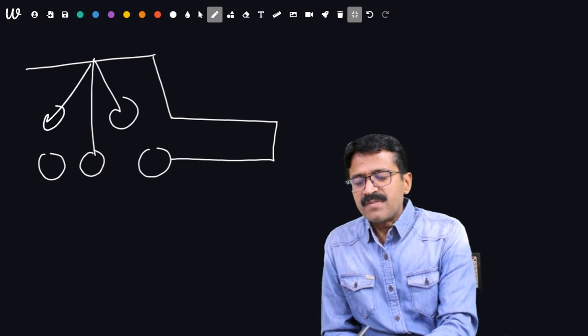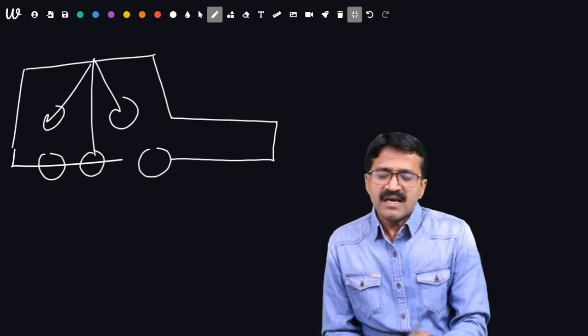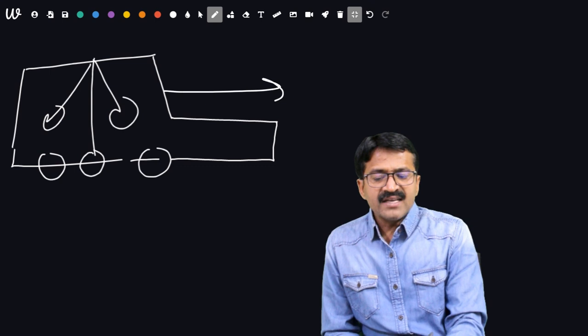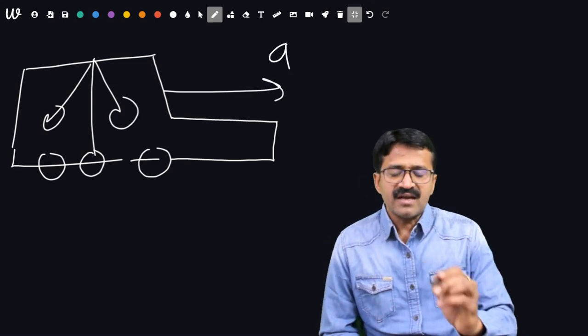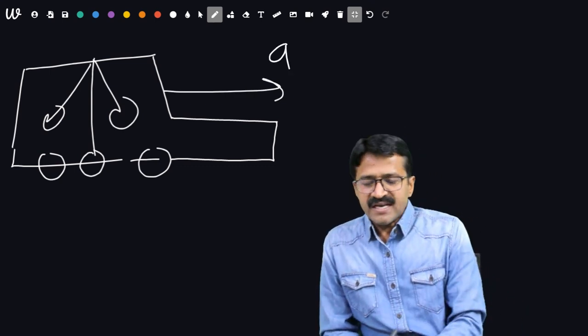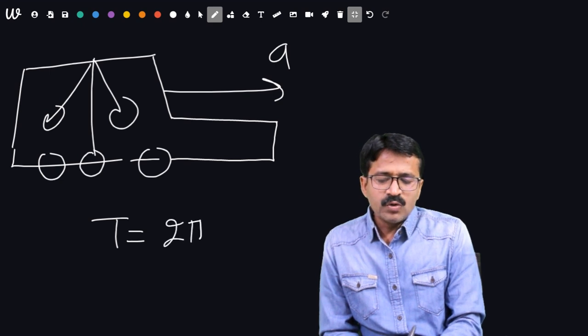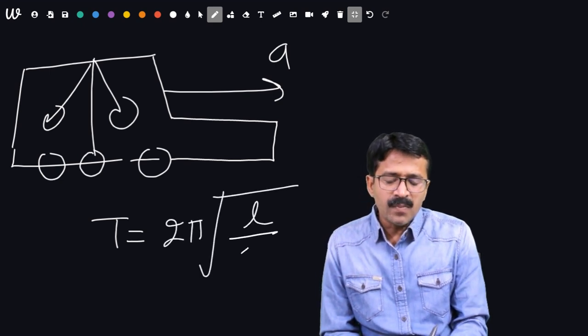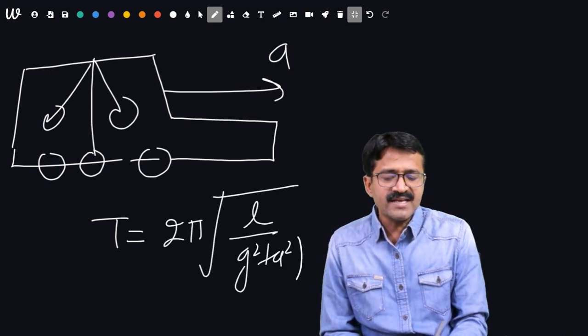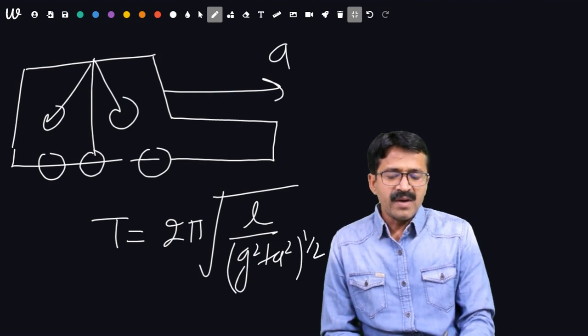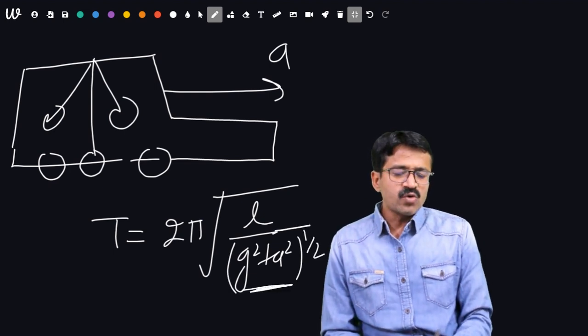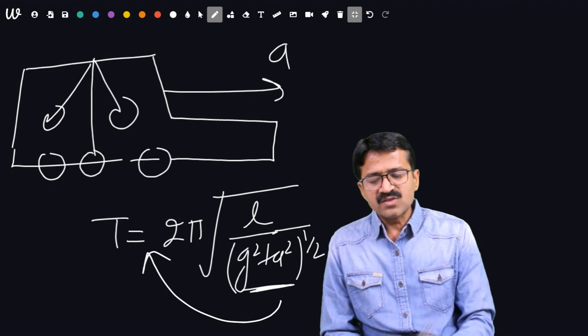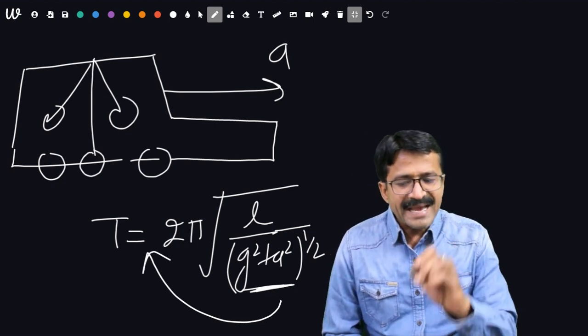What about its time period? Let us discuss that. If the car is accelerated with a certain acceleration, then the time period will be T = 2π√(L/√(g² + a²)). This quantity is going to increase, so the time period is going to decrease if it is accelerated.